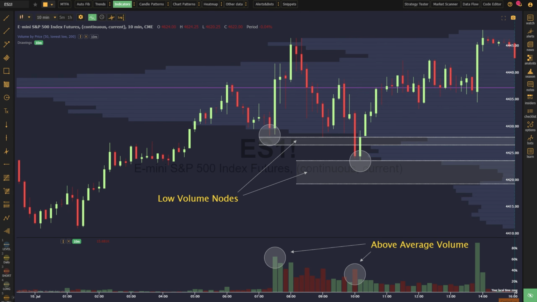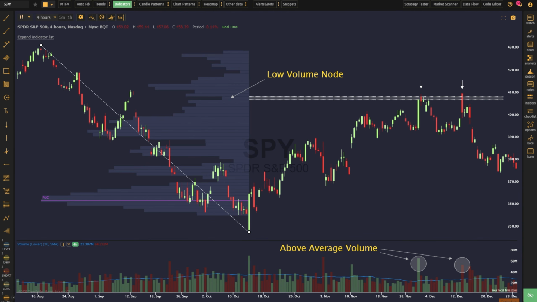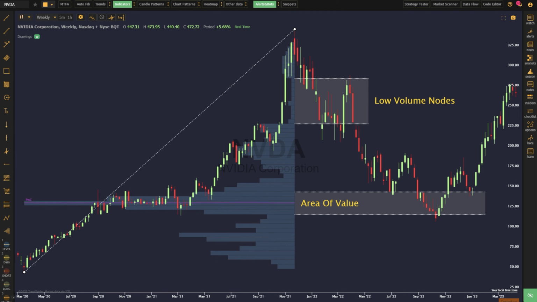If the price consolidates within or just above a low volume node and then breaks out on significant volume, it suggests a potential trend continuation. Conversely, if the price reaches a low volume node and reverses with strong volume, it may indicate a potential reversal in the prevailing trend. Due to the lack of volume, low volume nodes can also be areas that price can easily push through, resulting in quick directional moves back towards an area of value.